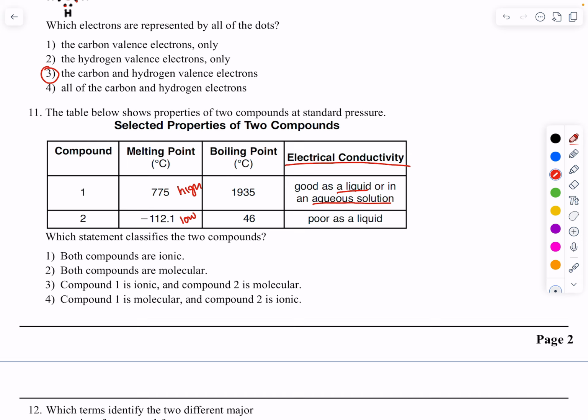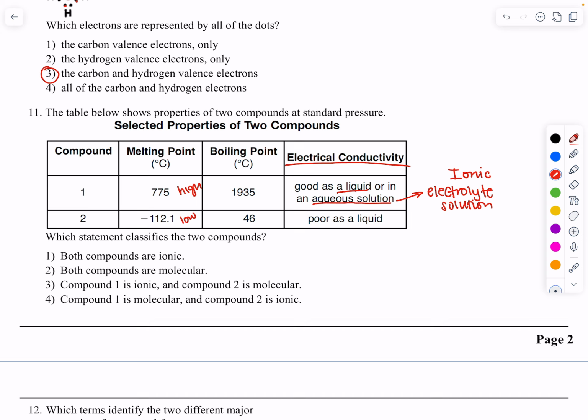So aqueous solution, you should think back to electrolyte. An electrolyte solution can conduct electricity. An electrolyte is an ionic compound. And this makes sense because ionic compounds have very high melting points and boiling points. That same example I used with the salt. Trying to heat up table salt on your stove, it's not going to melt. So compound 1 must be ionic.